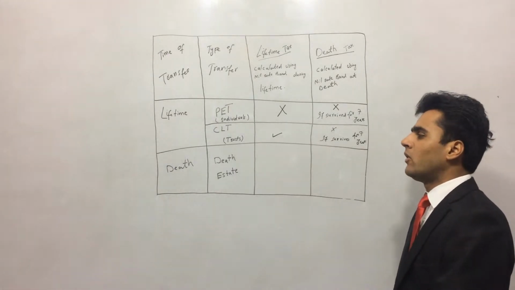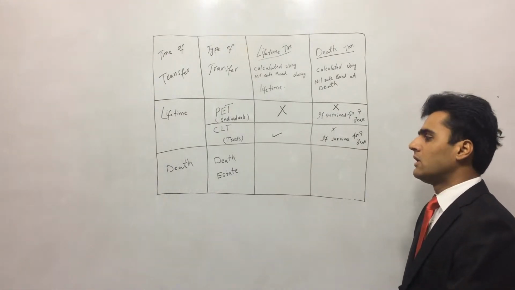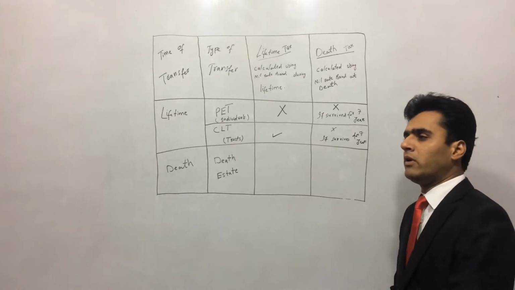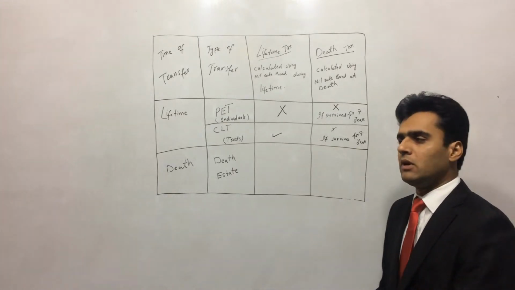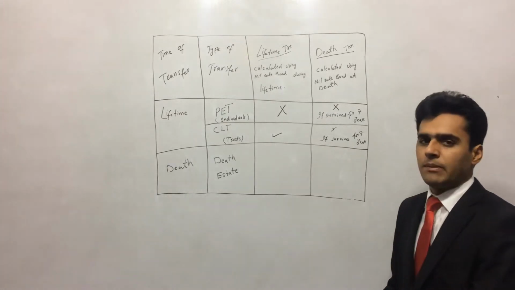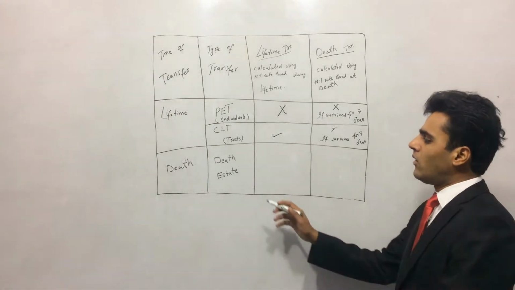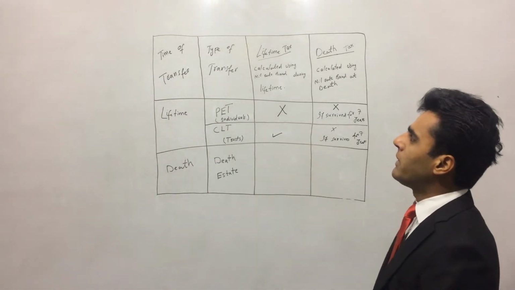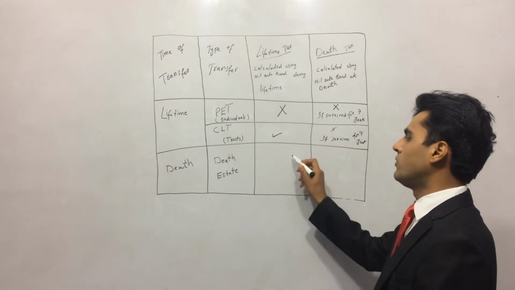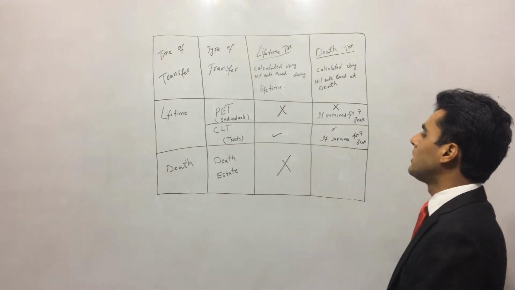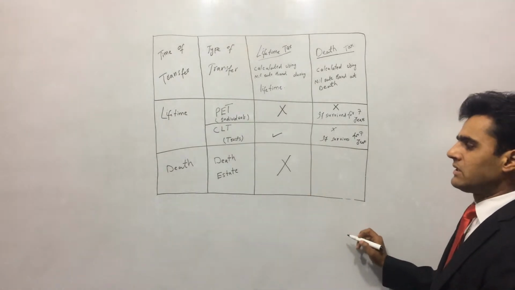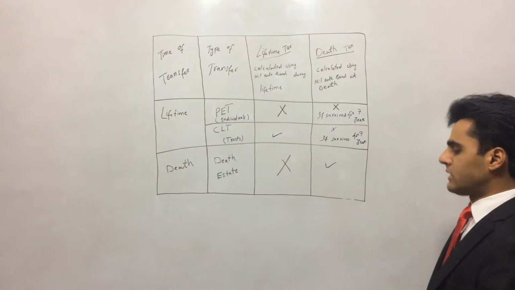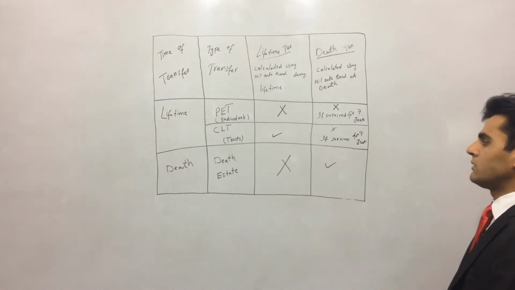Now, death tax. There is only one transfer on death, which is death estate. So when you do not make any transfer, then the transfer would be made in the shape of death estate. Now, on death estate, do you think there will be any lifetime tax? No, he's died. There won't be any lifetime tax on that. However, there will be a tax on the death estate.